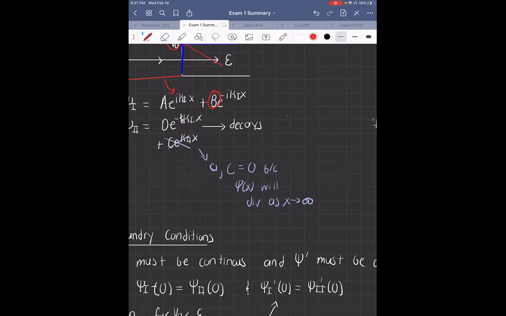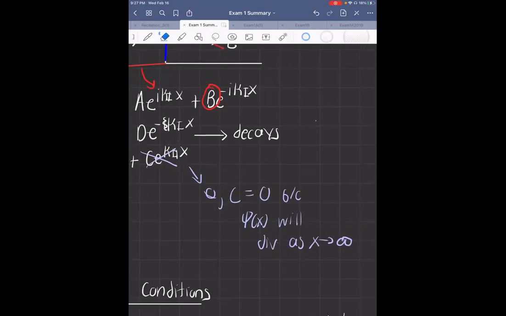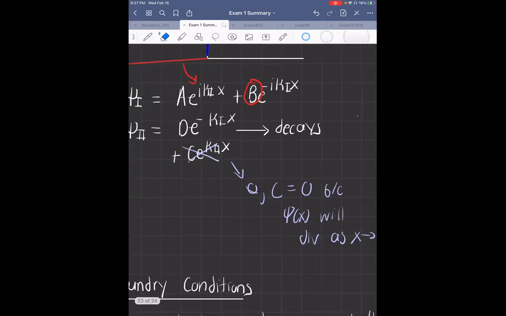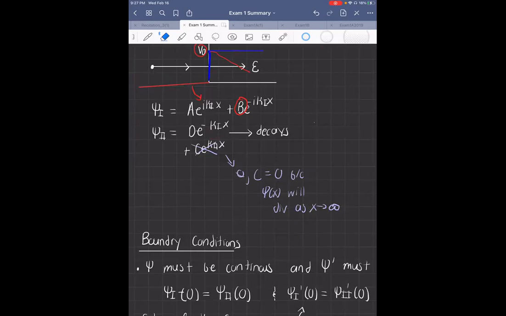So, I'll just erase that. Okay. And we reject this term, which is k of 2x, because this means that this will be increasing, and that doesn't make any sense. It will make the probability density infinity if you include this term.